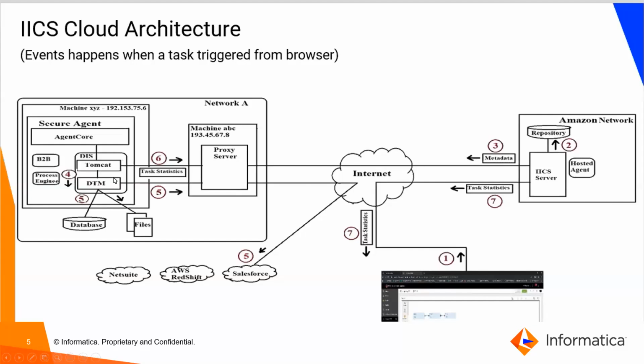Once the DIS receives the job, DIS will fetch the source and target metadata information. If they are part of the same machine, it will connect directly. If not, it will go outside the proxy, fetch the details and come back in, run the job, and give the task statistics to the IICS server, and the IICS server will give task statistics to the IICS browser. This is the mapping flow which happens for the regular CDI mapping.